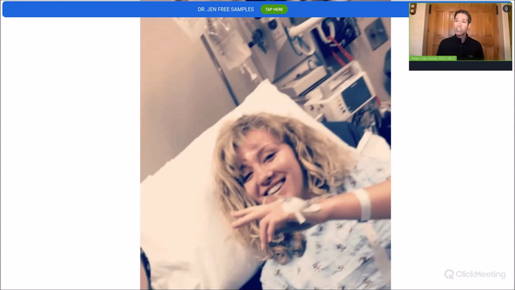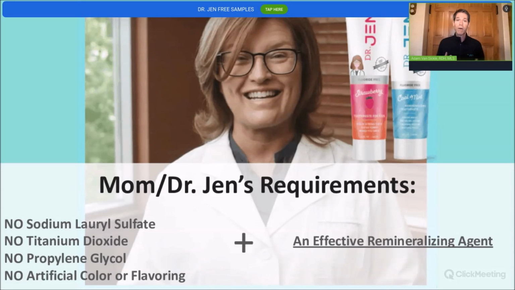And when she got out of the hospital, her physician, recognizing that her gut microbiome is connected to the oral cavity, suggested that she take a closer look at the toothpaste she was using. She'd always been using fluoride, but when she looked at the other ingredients that were in her toothpaste, and Dr. Jen as well, they were very surprised by the ingredients that were in there.